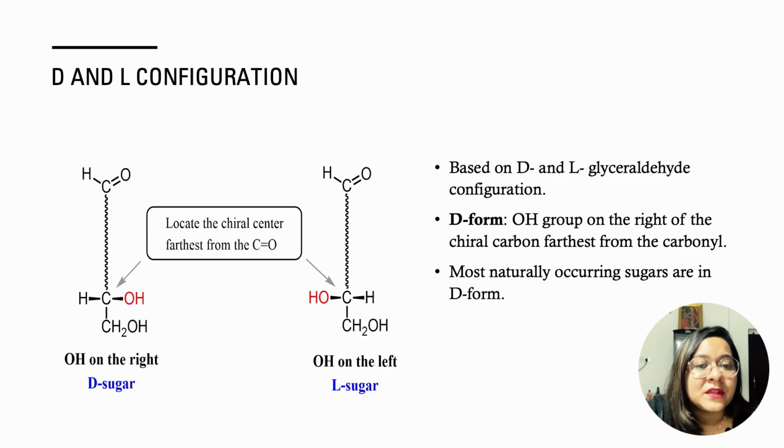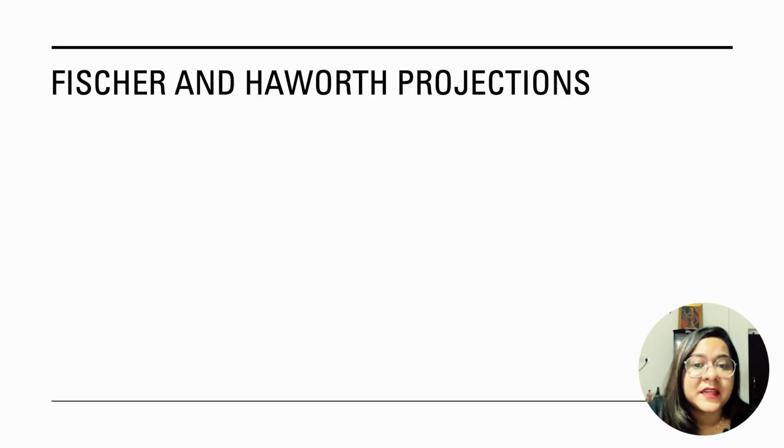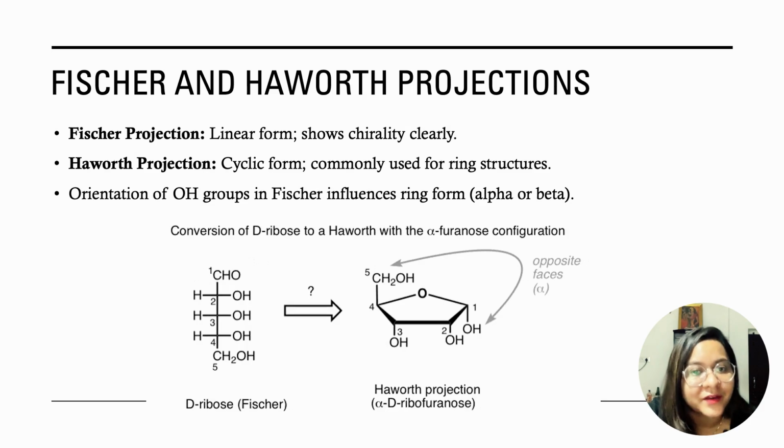Now coming to the Haworth and the Fischer projections. The Fischer projection is a 2D linear representation of the sugar molecule, ideal for highlighting chirality, while in contrast, the Haworth projection depicts the cyclic structure more accurately, representing sugars as they exist in nature. The orientation of hydroxyl groups in Fischer forms determines whether the resulting ring is in the alpha or the beta state.